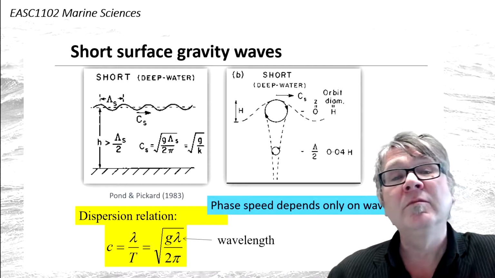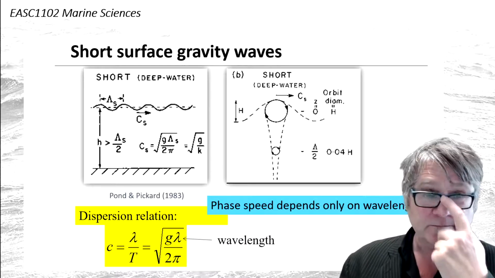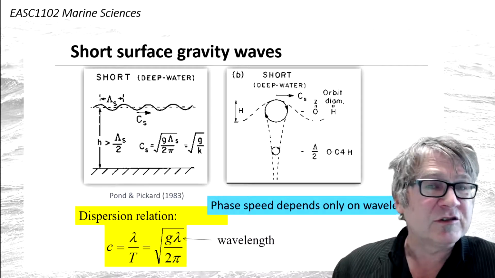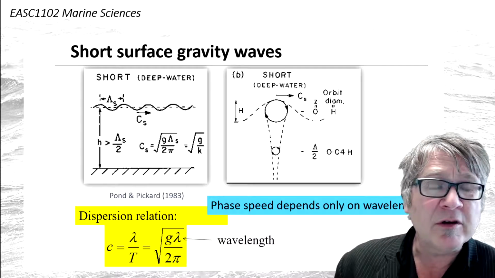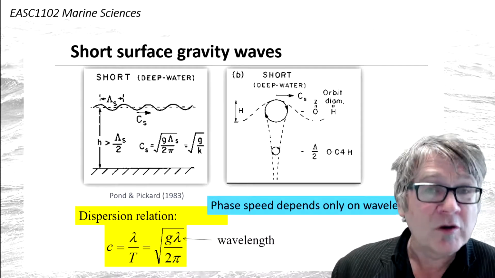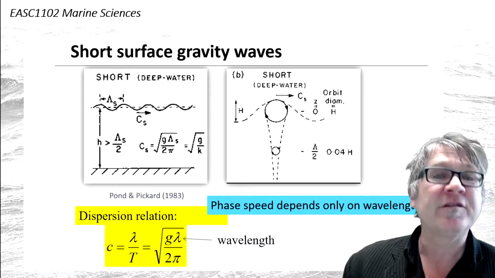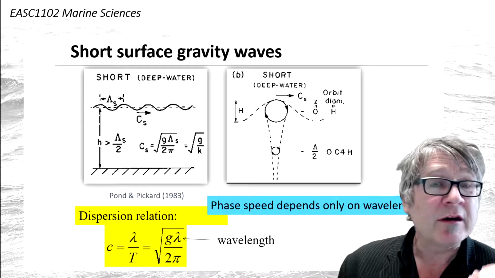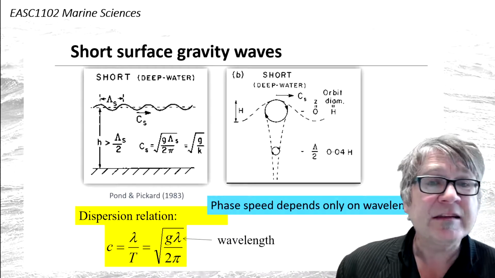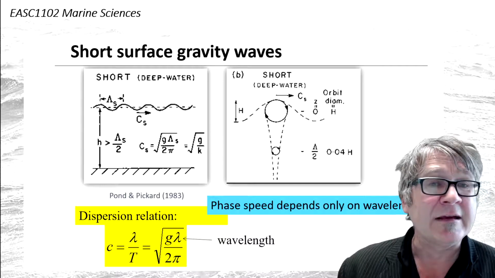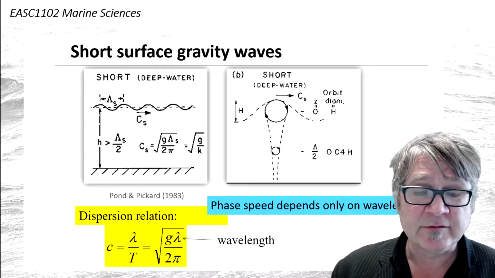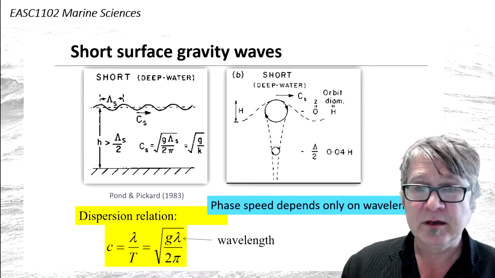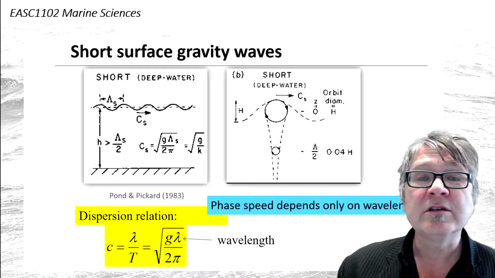So if you have a storm over the Southern Ocean, you can actually tell about where the storm center is, because the fastest, the longest waves actually appear first at your observation station. Okay? So there are methods by which you can identify the storm center just looking at the wavelength of waves, or the phase speed of waves as they arrive at some distant location. This is what we call short surface gravity waves.